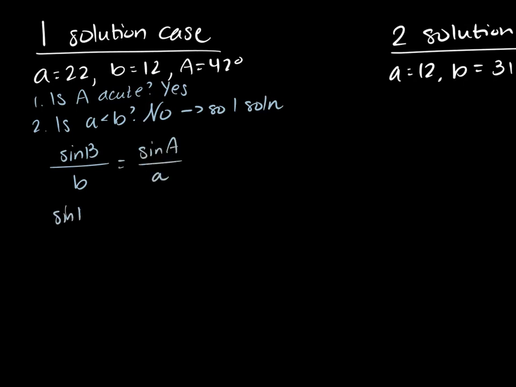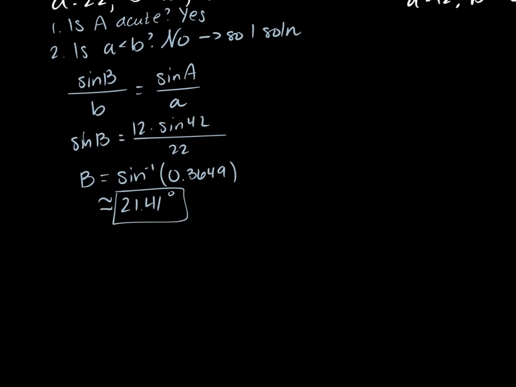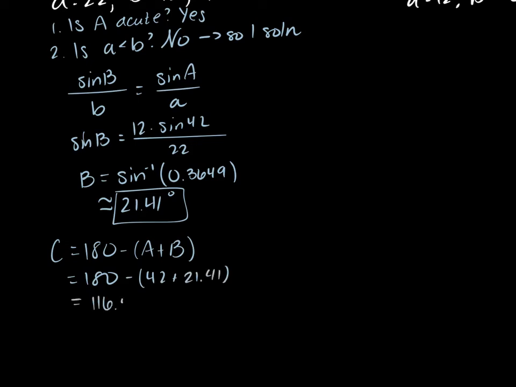So sine of B is going to be equal to 12 times sine of 42 over 22. We're going to then do B is equal to sine inverse of 0.3649, which is about 21.41 degrees. To find angle C, we're just going to add up angles A and B and subtract them from 180. So this is going to be 180 minus 42 plus 21.41, which will be 116.59 degrees.